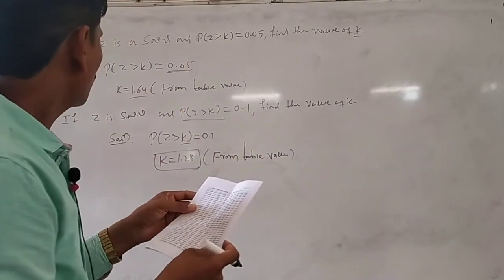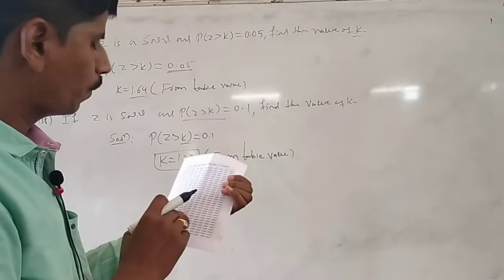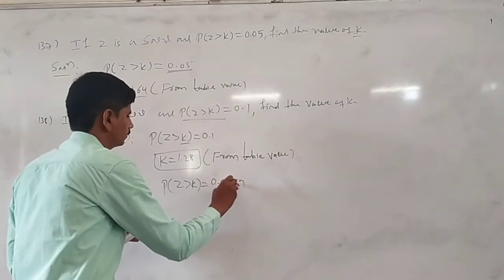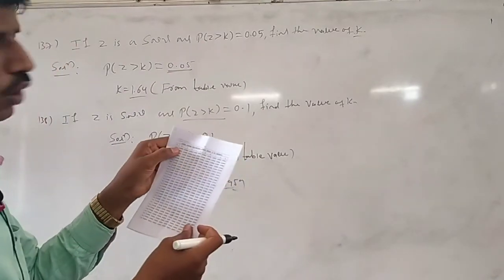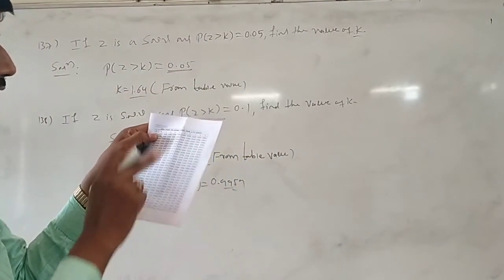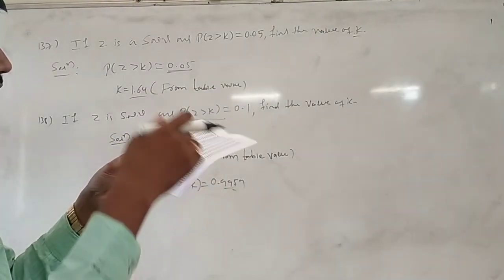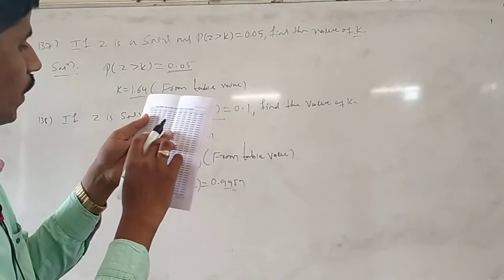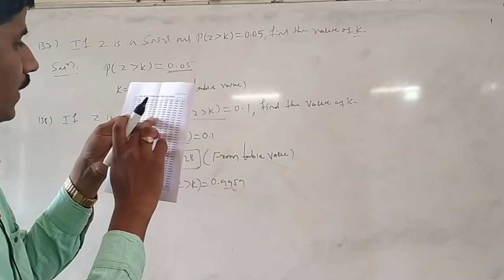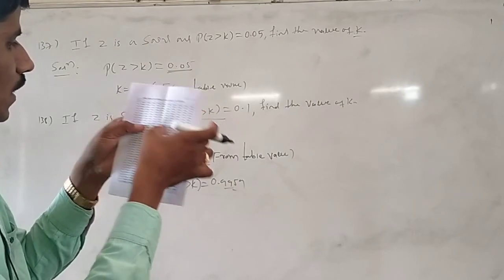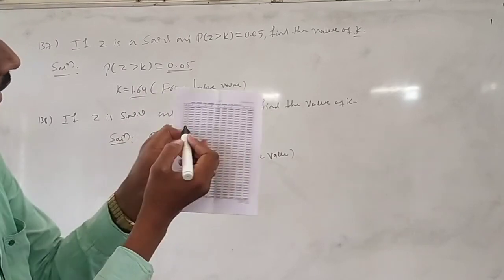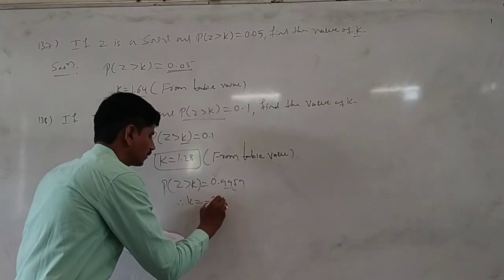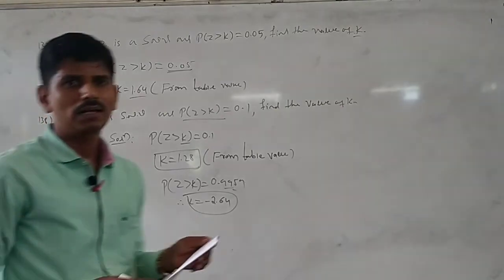Suppose the probability of Z greater than K is 0.9959. Page number 430 covers up to 0.5, and above 0.5 it belongs to Z to infinity, page number 429. Here you have to search for 0.9959. See here, it belongs to minus 2.64. The Z value is negative, so the K value is minus 2.64, from table values.